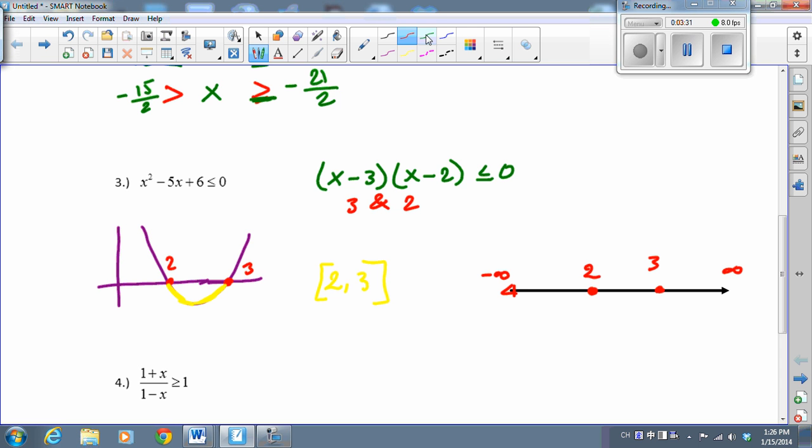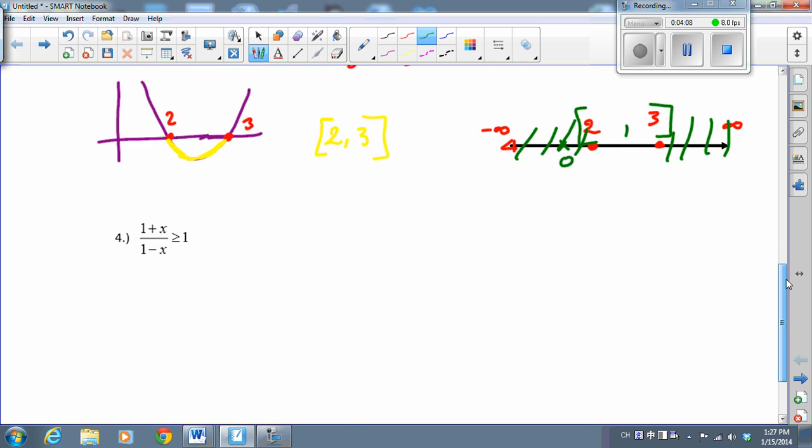Test point means I pick a point anywhere. 0 is my best point, so I will pick the location where I have 0, meaning here. That's where I have 0. If I plug in 0 here, I will have 0 minus 3 times 0 minus 2, which is actually equal to 6. Well, 6 is not less or equal than 0, so this is not portion of my solution. The solution will always alternate. So if this is not a solution, this middle is a solution, and this is not a solution. So the solution remains from 2 all the way to 3.